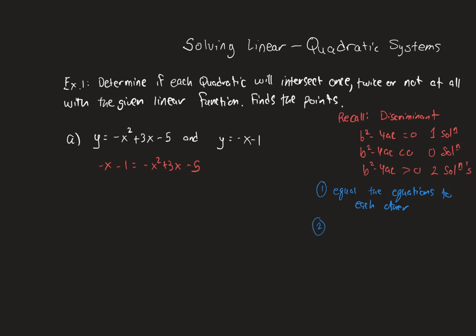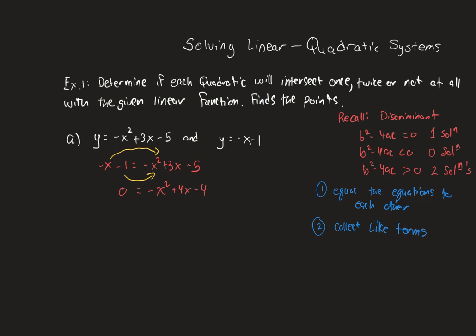Then we're going to collect our like terms. Okay. To do that, you're going to be moving everything to the other side. So negative x goes to the other side, negative 1 goes to the other side. Leaving me with 0 there. Negative x squared doesn't have a partner, but I've got 3x plus x at this point, so it's 4x. And minus 5 plus 1, which is negative 4.